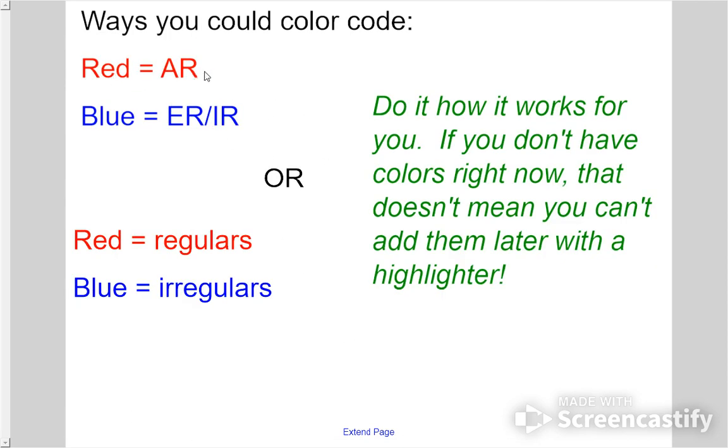Ways that you could color code: you could do like red is AR verbs, blue is ER and IR verbs, or red is the regulars, blue is the irregulars, whatever works for you. And if you don't have colors, that's okay too. You could add them later with the highlighter if you wanted to.